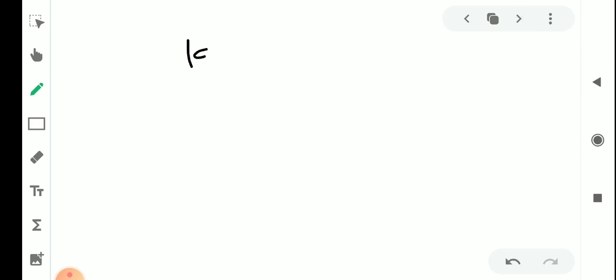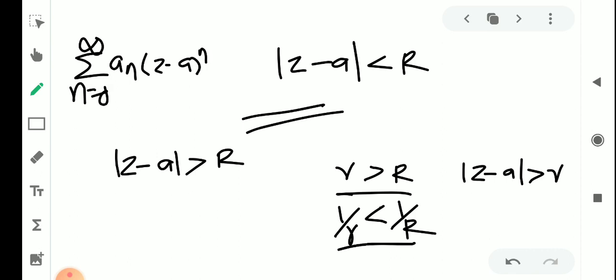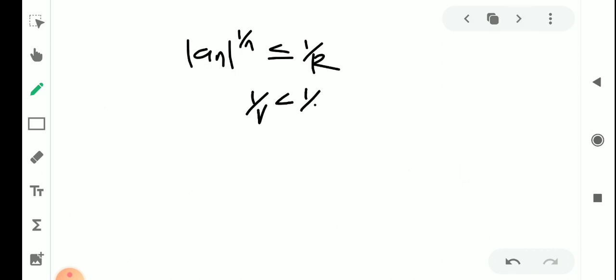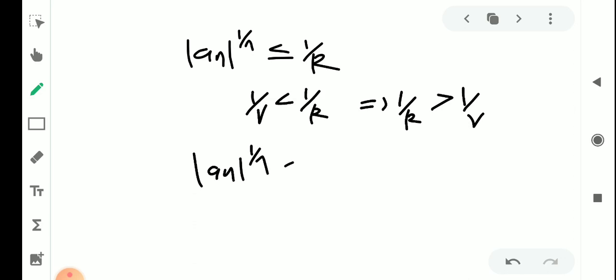So we have mod a n raised to 1 by n is less than or equal to 1 by r. We wrote this using the first given condition and the definition of limit supremum. Then here we have the relation 1 by small r is less than 1 by capital R. That is, 1 by capital R is greater than 1 by small r. So this condition comes: mod a n raised to 1 by n is less than or equal to 1 by capital R, which is greater than 1 by small r.